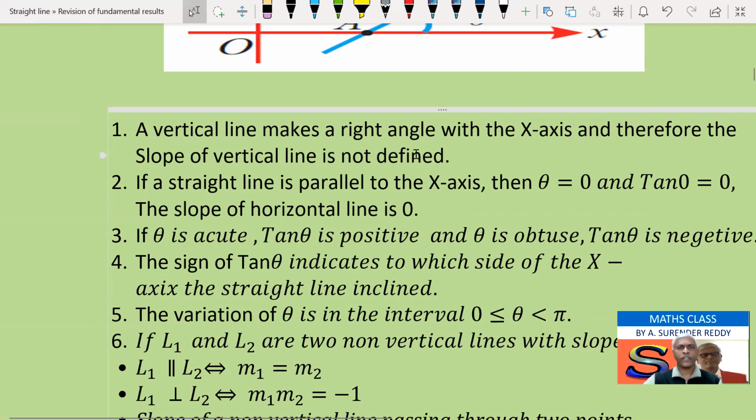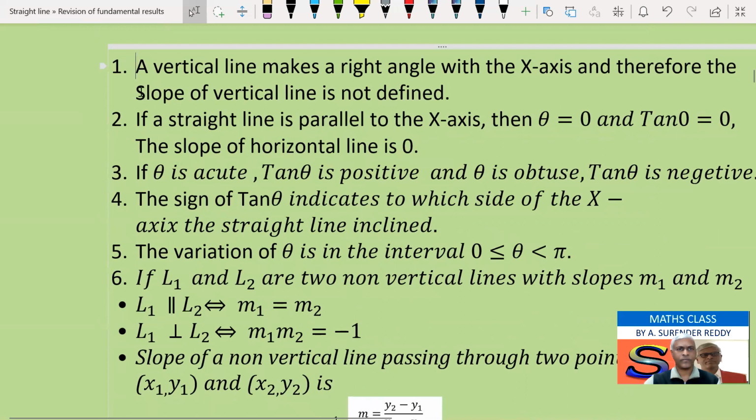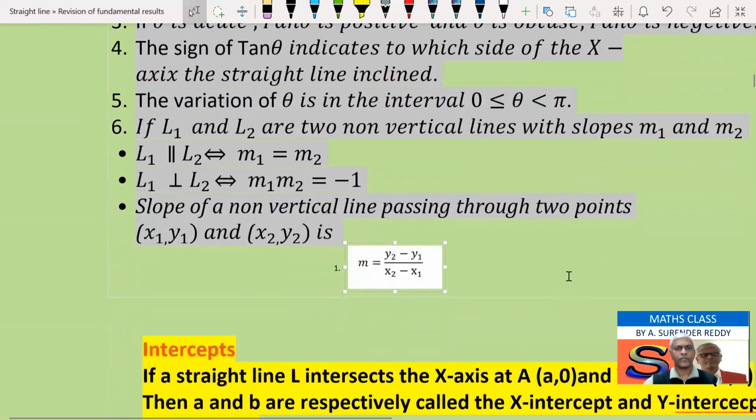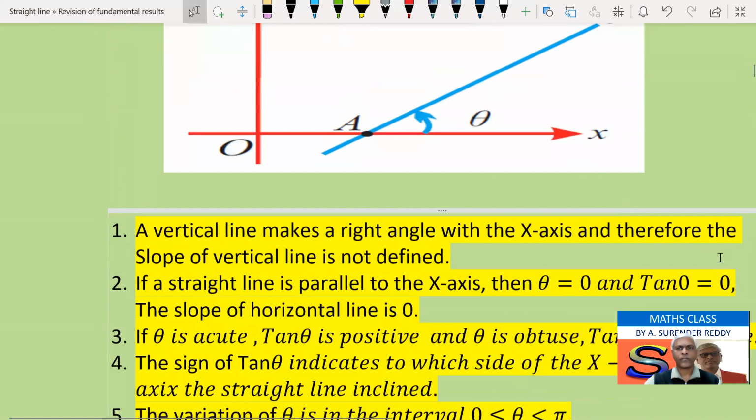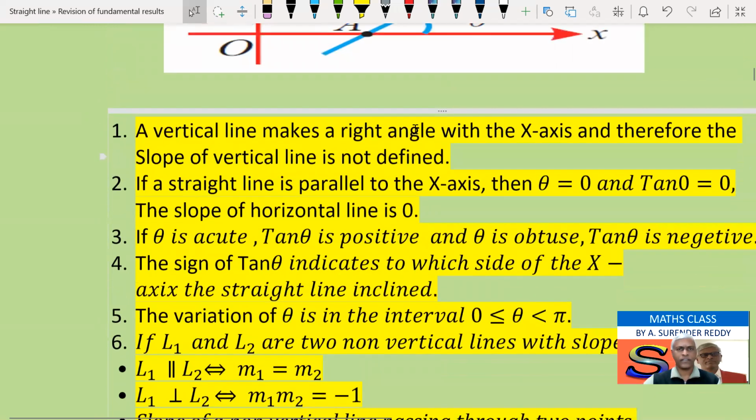A vertical line makes a right angle with the x-axis, and therefore the slope of a vertical line is not defined. A vertical line makes a right angle with the x-axis.